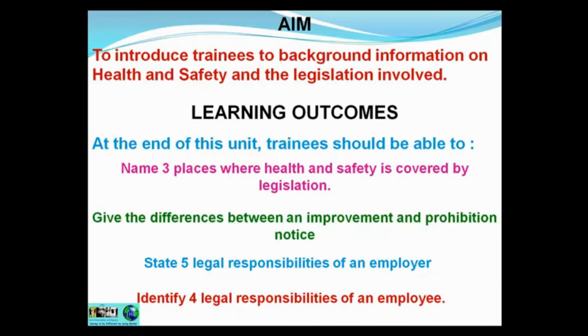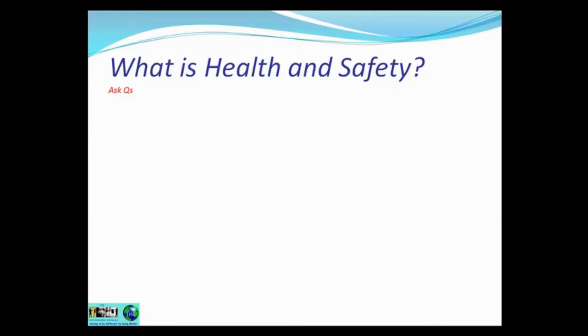So if you look at that first point again, name 3 places, you could probably name about 10,000 places, but they're all covered by health and safety legislation apart from your own home.